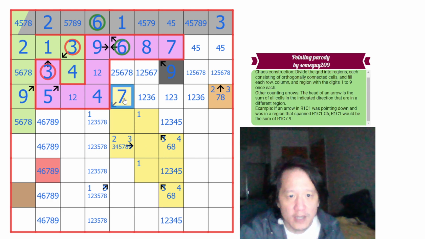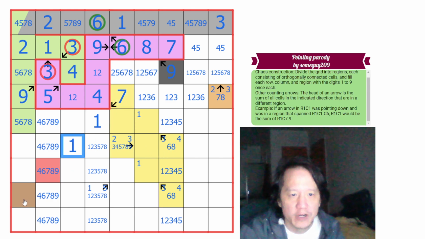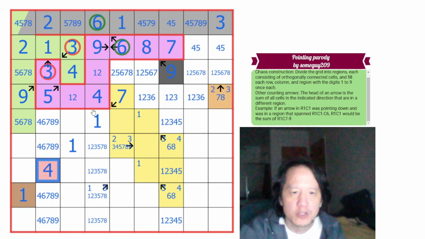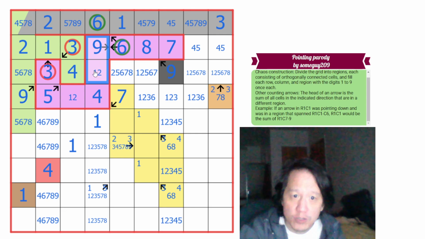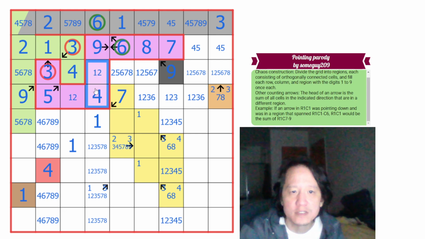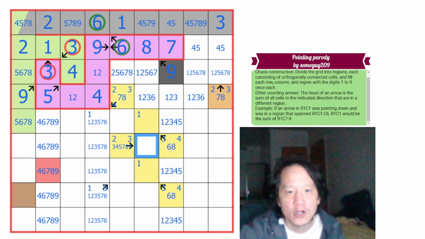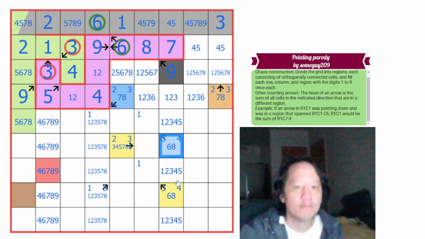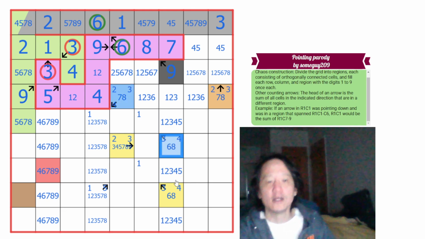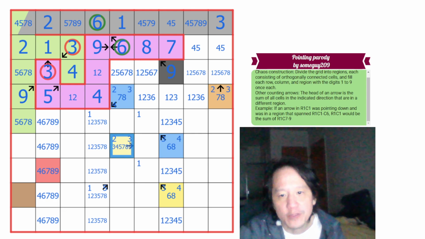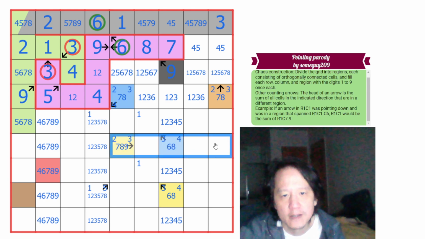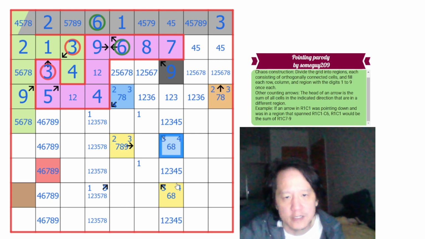And if this is 7, this would have to be 1, 1, 1, and 4. But the problem is, these 1s would eliminate all possibilities for 1s in the purple region. Therefore, this is not possible. Therefore, yellow is different from blue. We know for certain yellow is different from blue. Therefore, this cannot be 3, 4, or 5. This has to be 7, 8, or 9. So it could be 9, and this is 6, and this is 8.